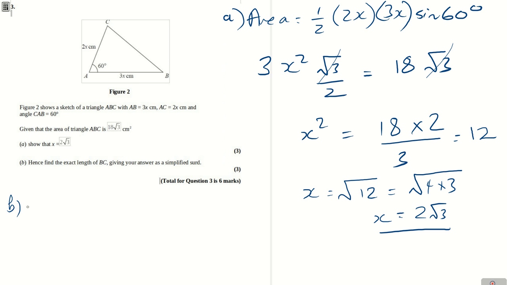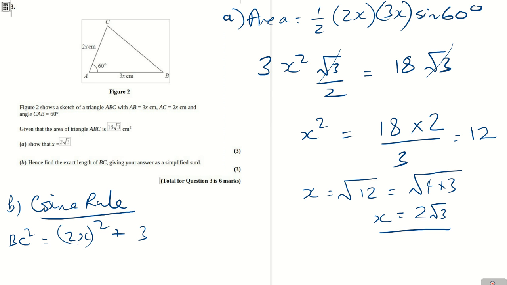Now what we're going to have to do is use the cosine rule. Okay, now this will tell us that BC squared equals the sum of the squares of the other two sides. So it's going to be 2x squared plus 3x squared minus 2 times the product of the other two sides times the cosine of the angle in between. And that's the formula for the cosine rule.